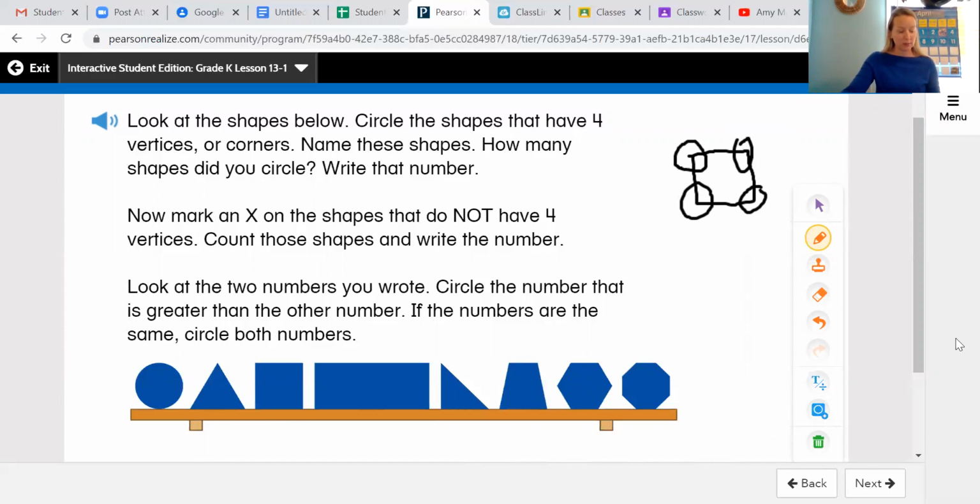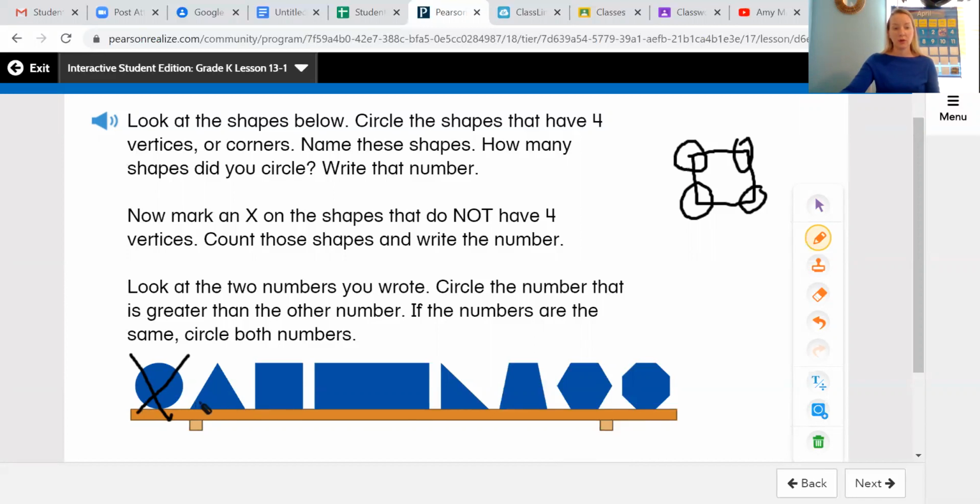We're going to look at these and figure it out. So first let's look at the circle. Do you see any vertices or points or corners on a circle? I do not. So it also said to mark an X on the shapes that do not have 4 vertices. So as we go through, we're going to go ahead and do that. So this one does not have 4 vertices. We will cross that out.